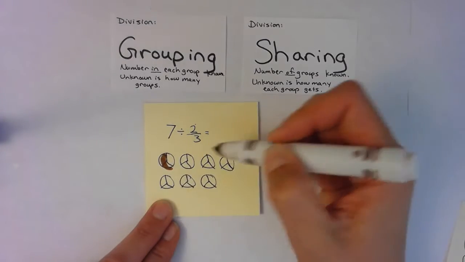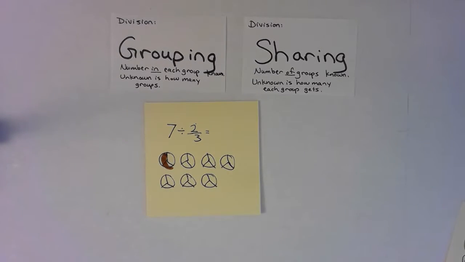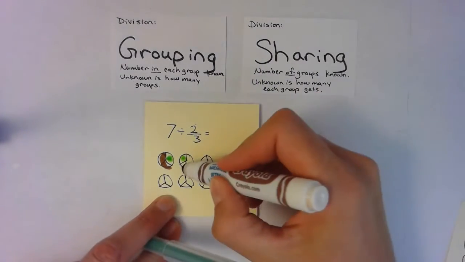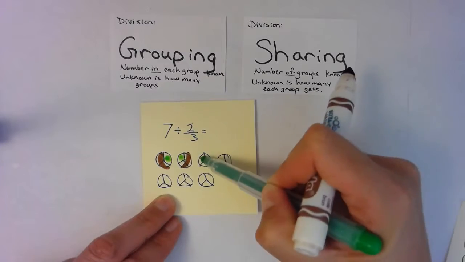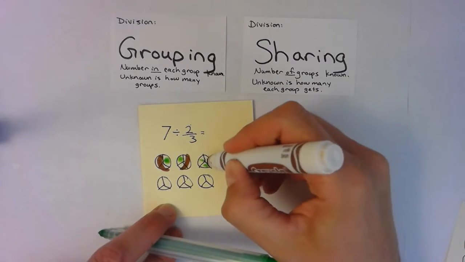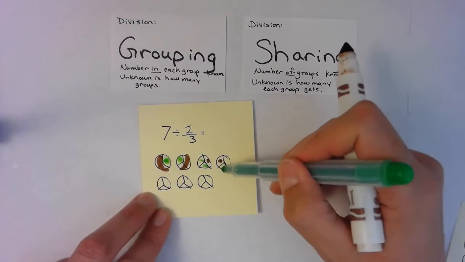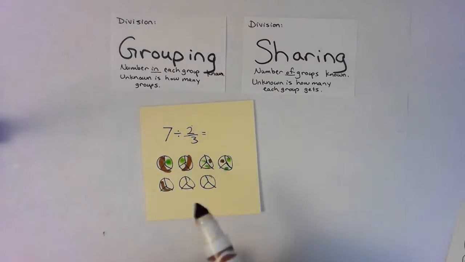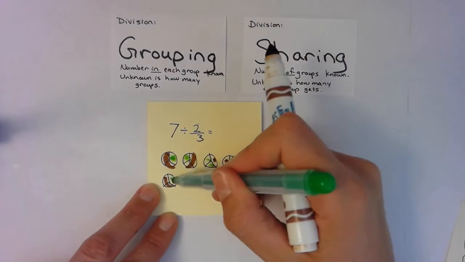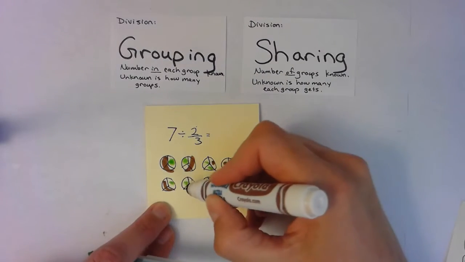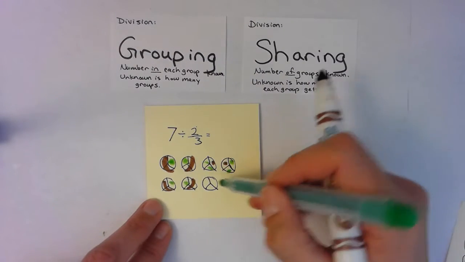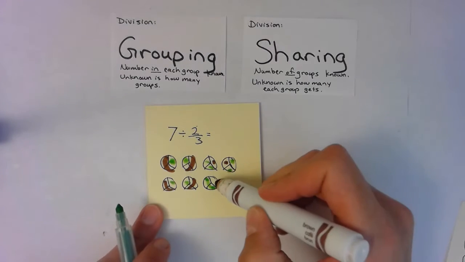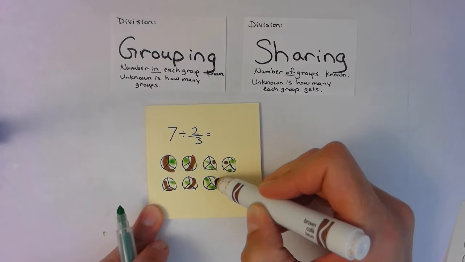So here's one group of 2/3, a second group of 2/3, a third, a fourth, a fifth, sixth, seventh, eighth, ninth, 10th. Ooh, and now there's only 1/3 there.